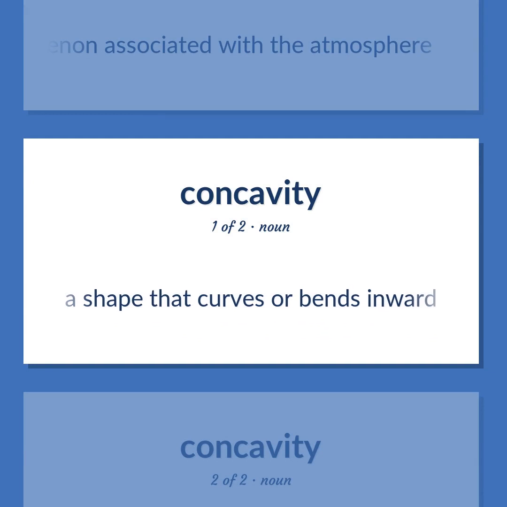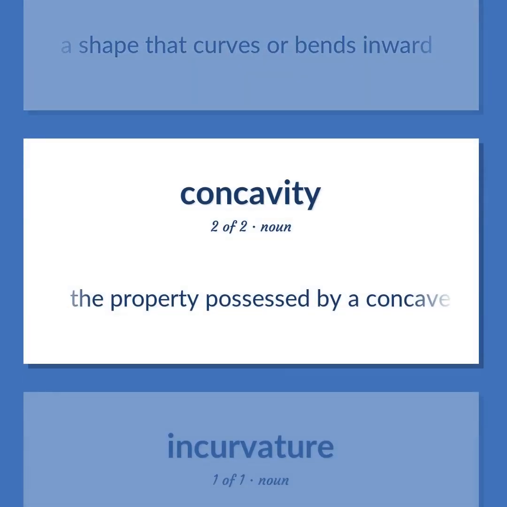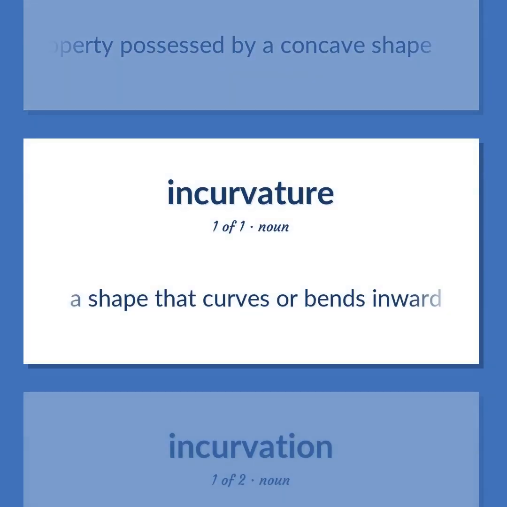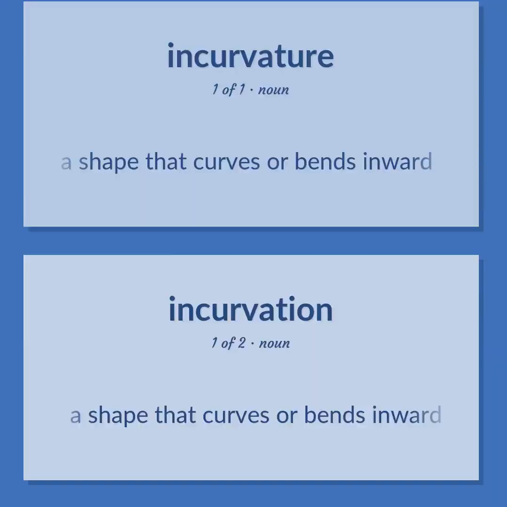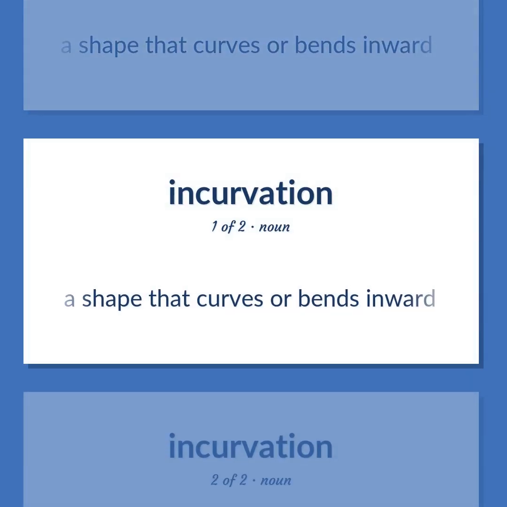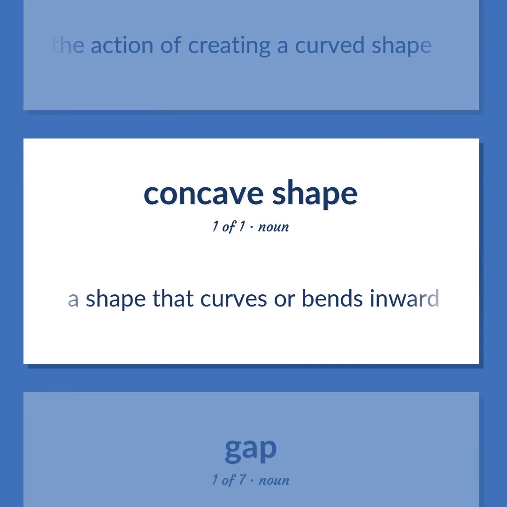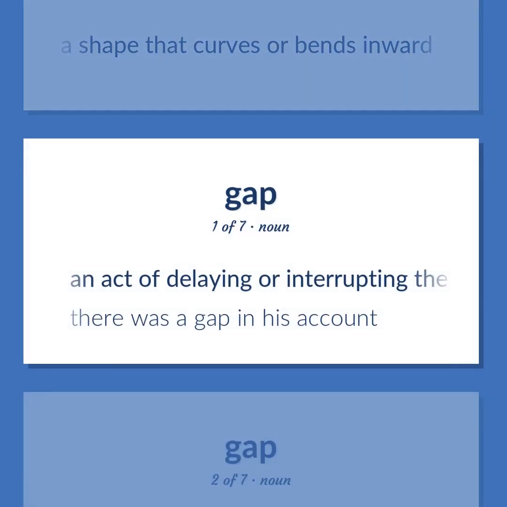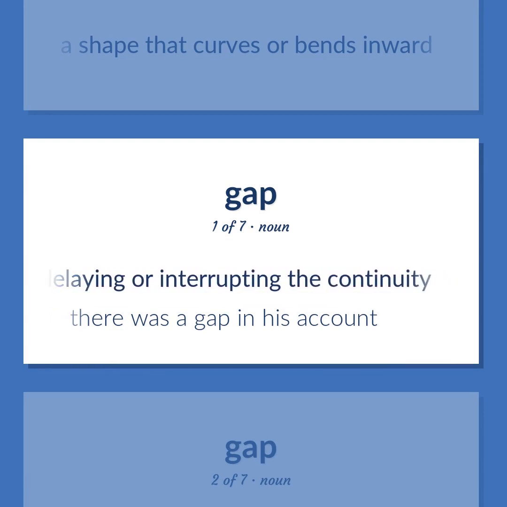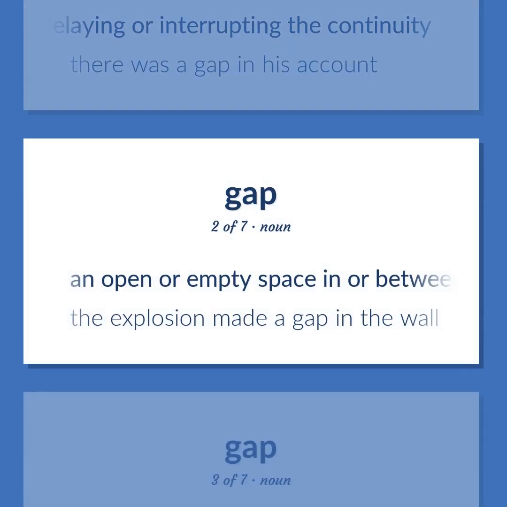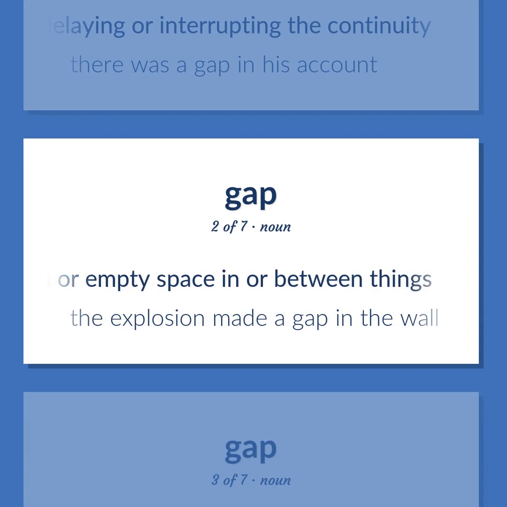A shape that curves or bends inward. The property possessed by a concave shape. A shape that curves or bends inward. A shape that curves or bends inward. The action of creating a curved shape. A shape that curves or bends inward. An act of delaying or interrupting the continuity. There was a gap in his account. An open or empty space in or between things. The explosion made a gap in the wall.